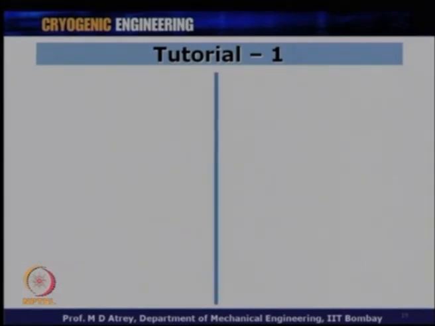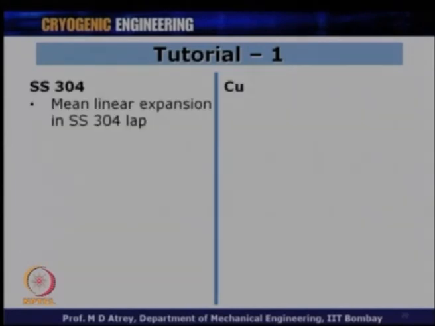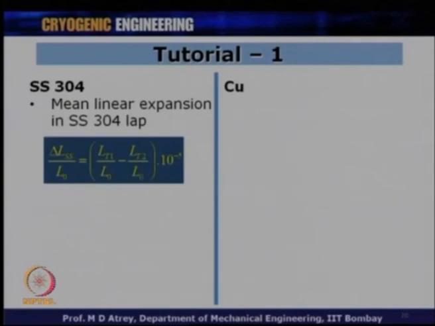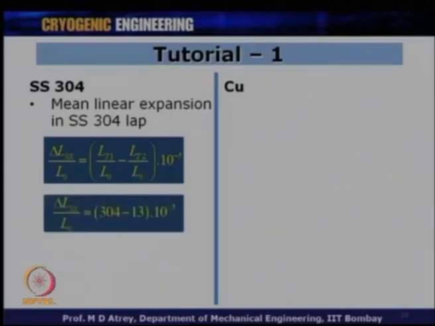Getting the values from the data, the mean linear expansion in SS304, del L by L0, is LT1 by L0 minus LT2 by L0 into 10 to the power minus 5. This is what we have seen. So, if I put the values of LT1 by L0 at T1 temperature, which in this case is 300 Kelvin, and T2 temperature, which in this case is 80 Kelvin. Okay. So, if I put those values, what I get, del L SS by L0 is equal to 304 minus 13. 304 is the value at 300 Kelvin, 13 is the value at 80 Kelvin.